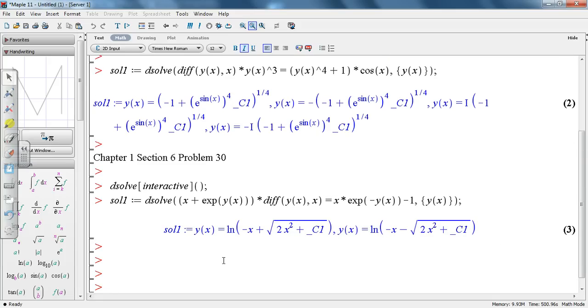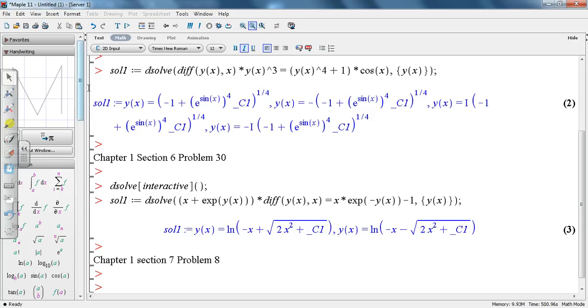And now we're going to look at one more. I'm using a Shift T. No, I'm not. I'm using a Control T to change it to text. Chapter 1, Section 8, Problem 8. And it's really Section 7, Problem 8.